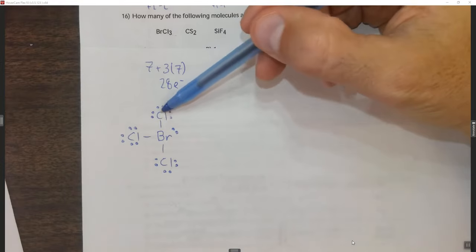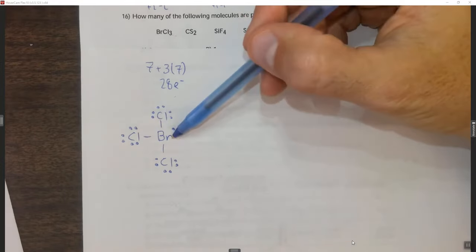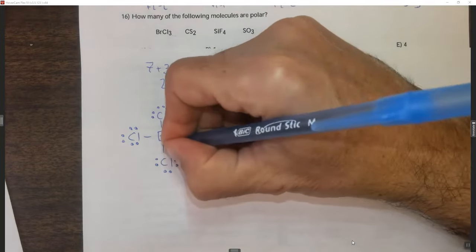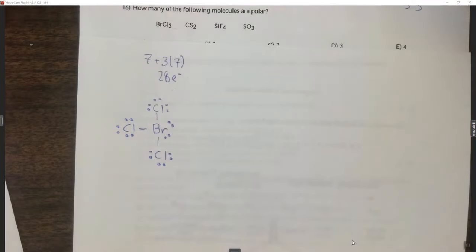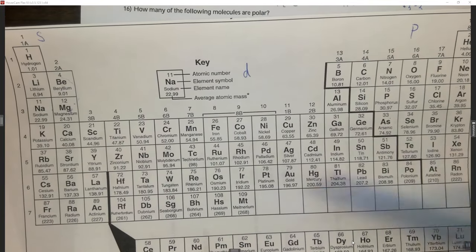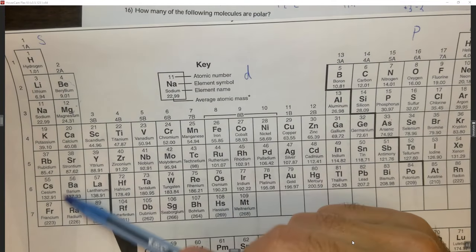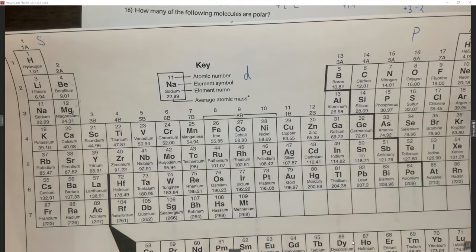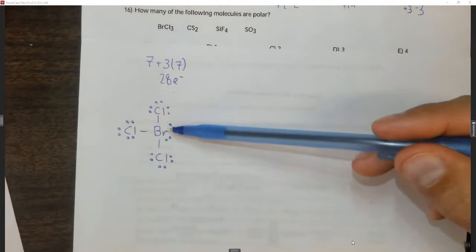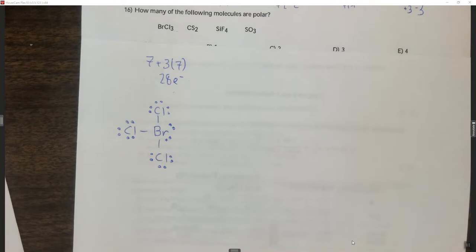I can expand the octet of both chlorine and bromine, but I'm going to guess here that bromine doesn't have enough electrons, so I'm going to expand the octet of bromine to use those extra electrons. Remember that if atoms are period 3 or lower on the periodic table, period 3, 4, 5, 6, 7, you can expand their octets. So I can expand chlorine and bromine, but I'm going to expand bromine because chlorine had more electrons around it. Now I want to count the formal charges.